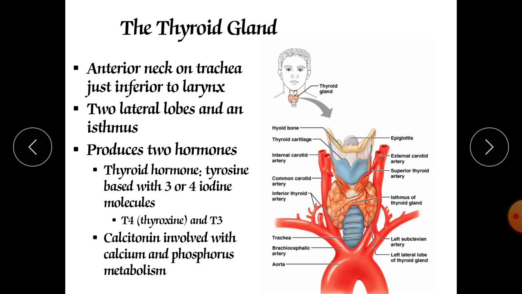A few cells called parafollicular cells, also called C cells, produce another hormone called calcitonin, which is important for the regulation of calcium homeostasis. Together with the parathyroid hormone, it controls the level of calcium. Calcitonin is also involved in calcium and phosphorus metabolism.